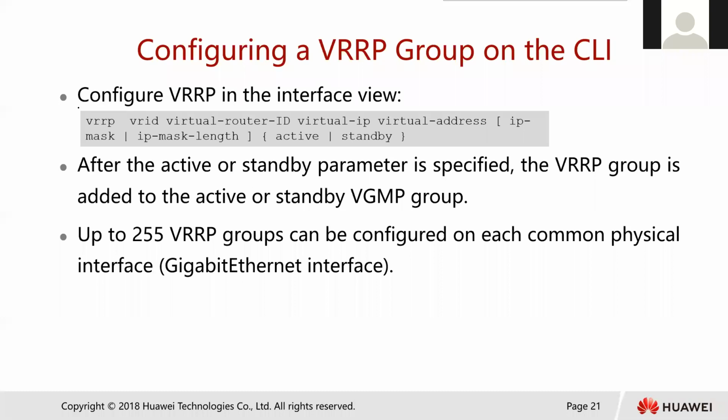First we need to configure VRRP in the interface view. The command is like this: VRRP VRID, the virtual router ID, and the virtual IP address. Later, when we do the practice, I will show you the details.